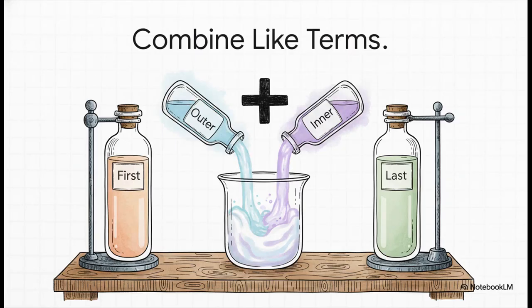But wait, don't stop there. There is one last, absolutely crucial step. You've got to clean up your work. After you've done all the multiplying, you need to simplify. And here's the secret. Almost every single time, the results from your outer and your inner steps will be like terms. That means you can combine them. This is the step that makes your answer neat and tidy, so whatever you do, do not forget it.